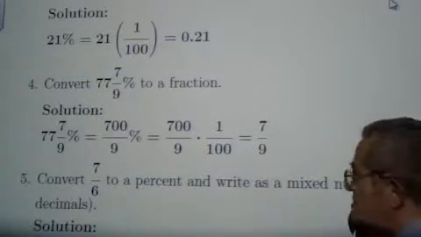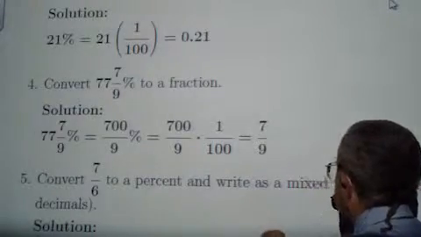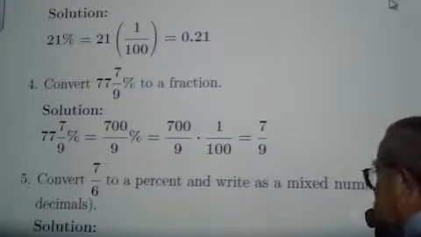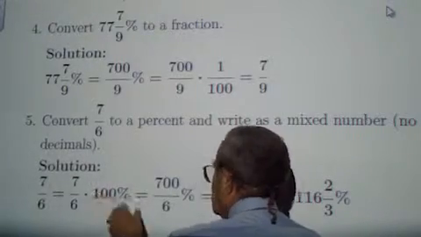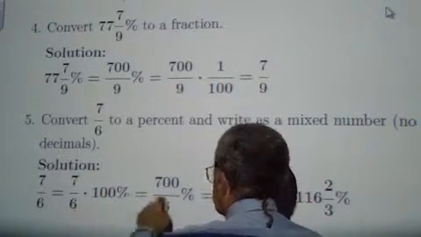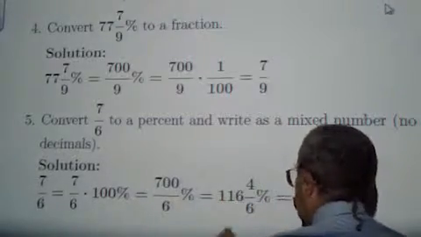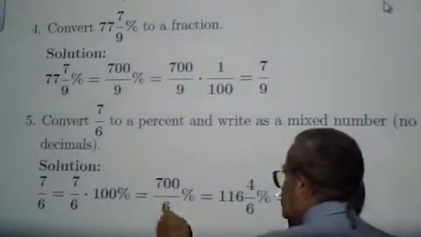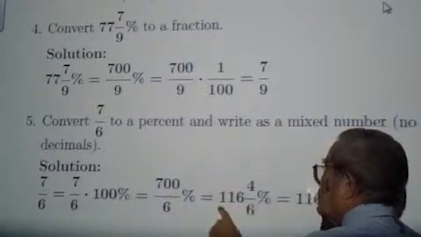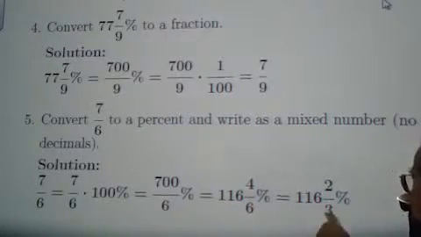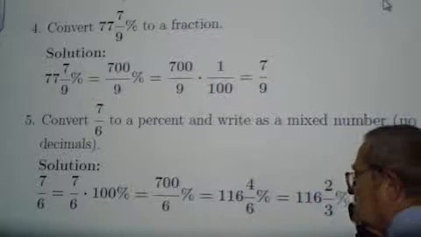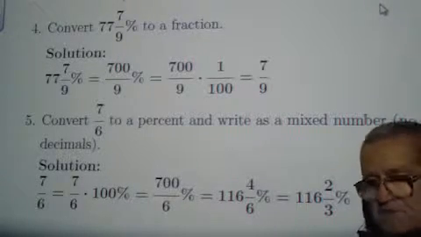Convert 7 over 6 to a percent and write as a mixed number. So 7 over 6 times 1. That gives you 700 over 6%. And you wanted the percent sign, and 6 goes into 700 116 times, and you're left with 4 over 6 or 2 over 3. You want to look at that for a few seconds.